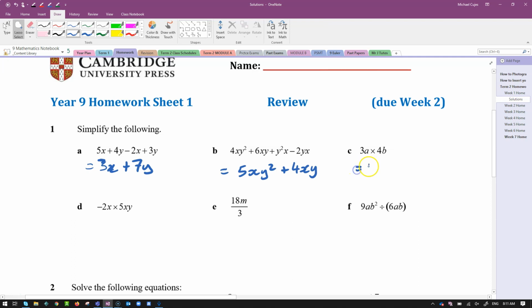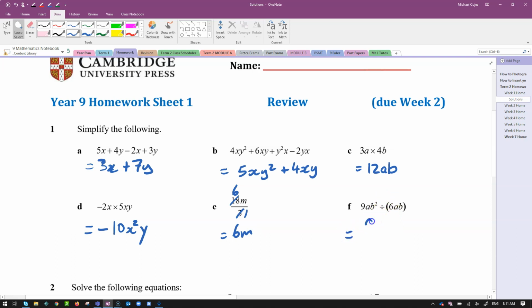Multiplying, 3 by 4 is 12. A times b, just tack on the end, ab. You're marking these as we go. Hopefully you're going okay. If you've got any questions along the way, just sing out. So negative times a positive is a negative. 2 5s are 10. X times another x, that's 2 x's being multiplied together. We write that as x squared. And then there's a y. 18m over 3. 3 goes into 3 once and into 18 6 times. This is just 6m.